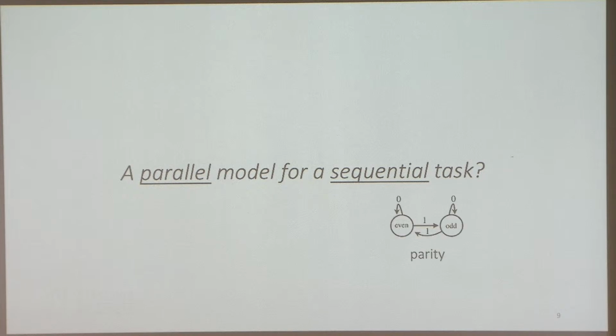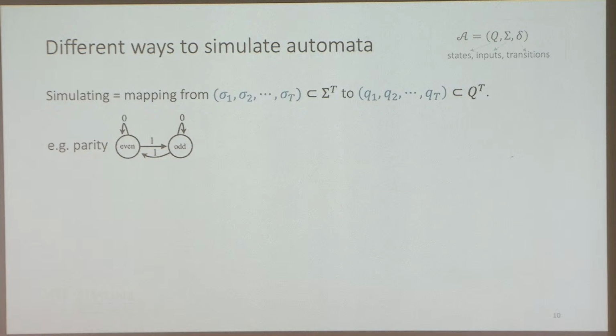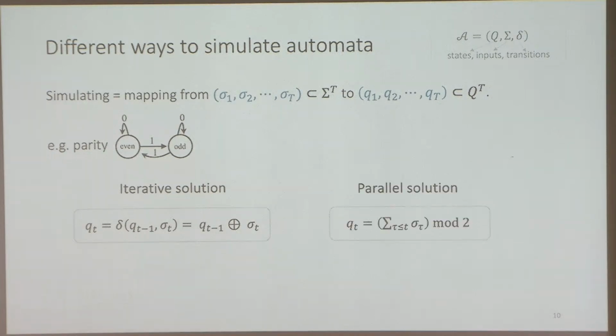We'll show an example using parity. The point here is that in order to simulate the automata, there is usually more than one way to do this. For instance, for parity, we know at least two solutions. One is an iterative solution, where Qt can be computed as the XOR of Qt minus 1 and the current input sigma t. We also have a parallel solution, where we can compute Qt as the sum of all the previous sigma, then take the mod 2.